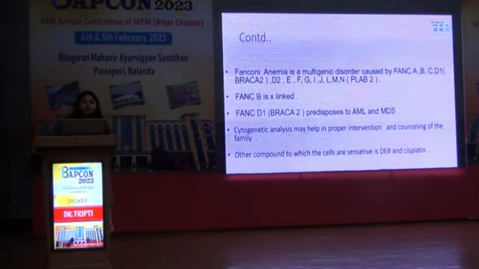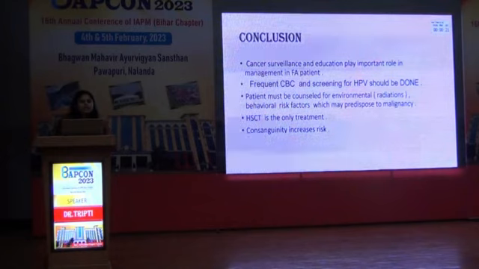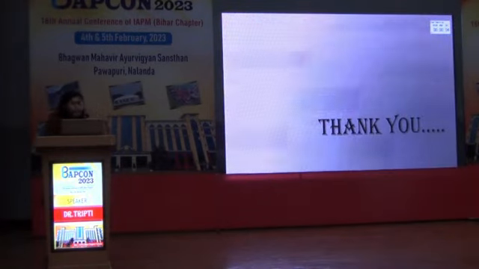Fanconi anemia is a multigenic disorder caused by FANC-A, B, C, D1, in which FANC-B is X-linked, and D1 is BRCA2 associated and predisposes to AML and MDS. Cytogenetic analysis may help in proper investigation and counseling. Other compounds to which cells are sensitive are DEB and cisplatin. Cancer surveillance and education play an important role in management. Frequent CBC and HPV testing should be done to reduce the risk of cancer. Patients should be counseled about radiation and environmental risk factors. Hematopoietic stem cell transplant is the only treatment, and consanguinity increases risk. Thank you.